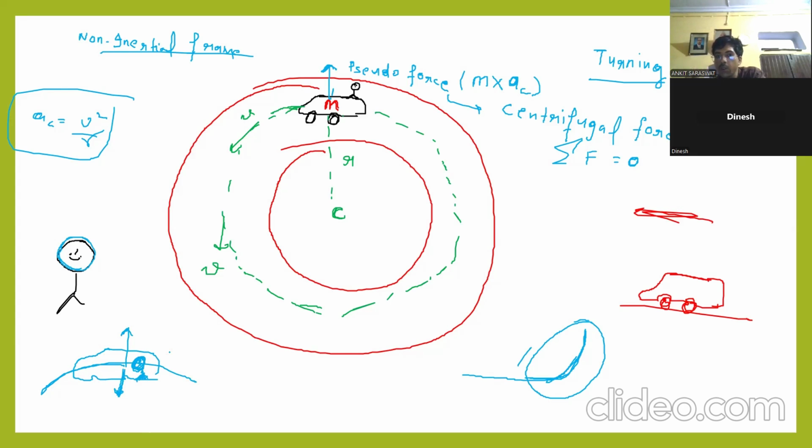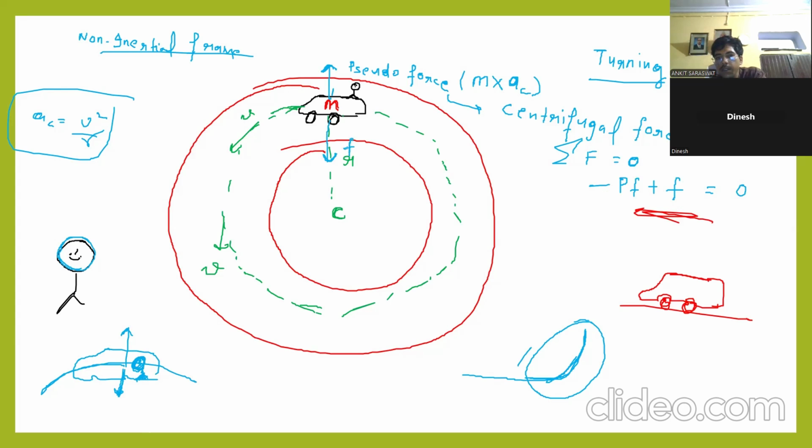Because you are in a non-inertial frame, the net force on you will be 0. Now the net force: one is the pseudo force, away from the center. It should be 0. The pseudo force is outside, so I am writing pseudo force as minus F. Then I need to make it 0. Who will make this 0? Friction. Friction will be towards the center.